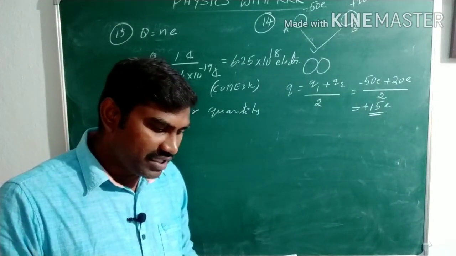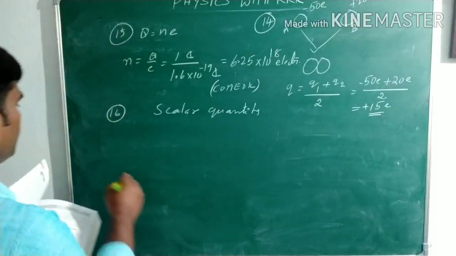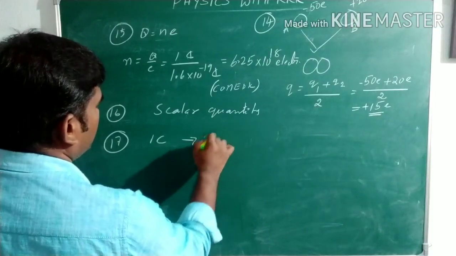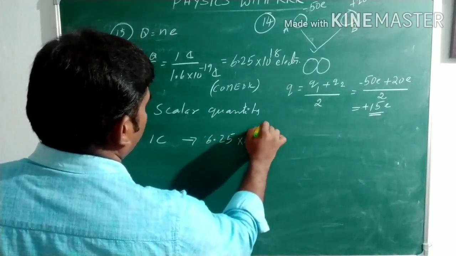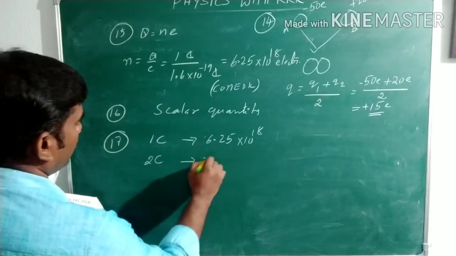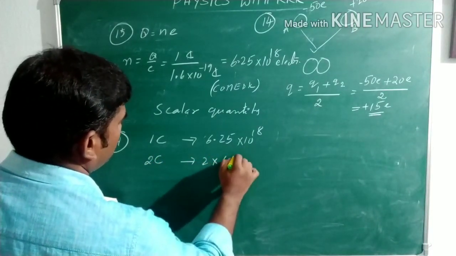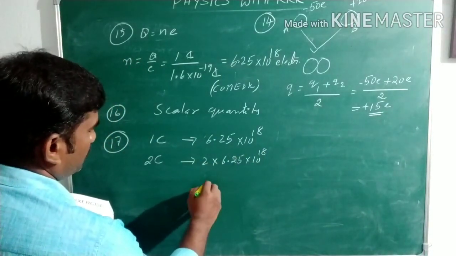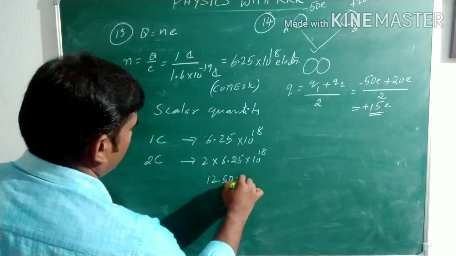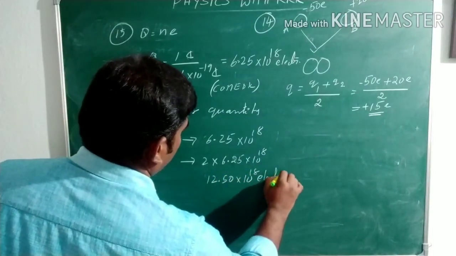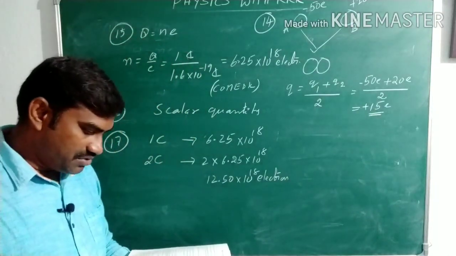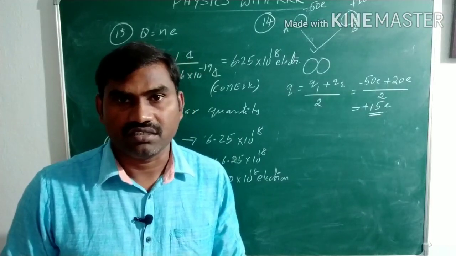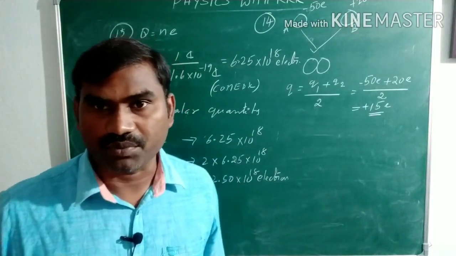Next, the number of electrons in 2 coulomb of charge. 1 coulomb of charge consists of 6.25 into 10 power of 18 electrons. So 2 coulomb of charge will consist of 2 into 6.25 into 10 power of 18, which means 12.50 into 10 power of 18 electrons. Okay. So these are the different model numericals from the topic of electric charge and its properties. Thank you.